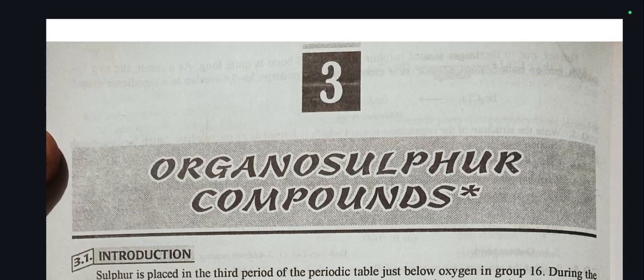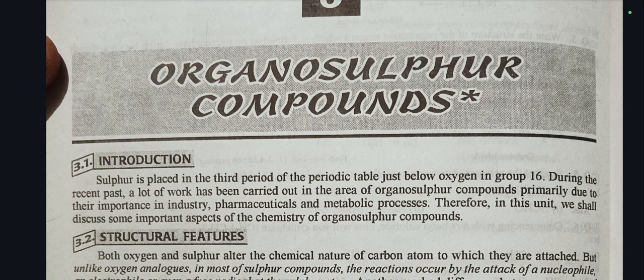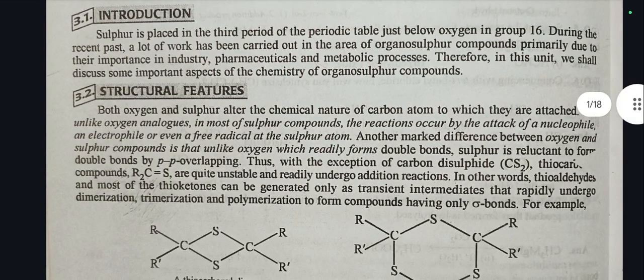Today's topic is organosulphur compound introduction. Sulfur is placed in the third period of the periodic table, just below oxygen in group 16. During the recent past, a lot of work has been carried out in the area of organosulphur compounds, primarily due to their importance in industry, pharmaceuticals, and metabolic processes. Therefore, in this unit, we shall discuss some important aspects of the chemistry of organosulfur compounds.